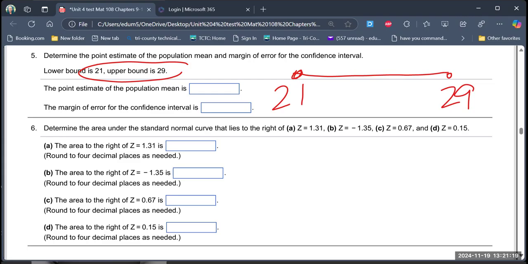So this is your lower bound in a calculated confidence interval, and this is the upper bound. Remember that the center is the point estimate, X bar. And the question says, determine the point estimate. Remember that the point estimate means X bar.